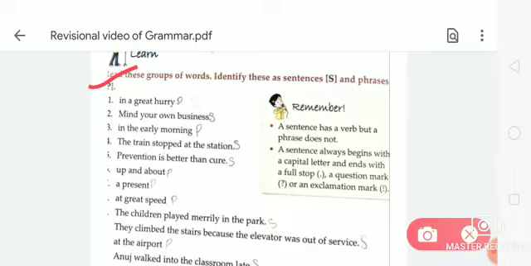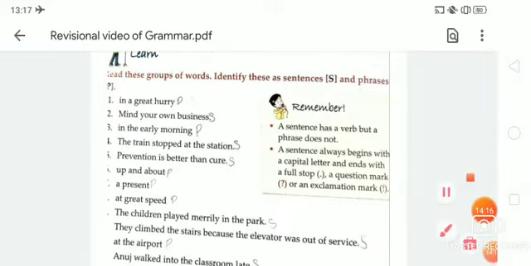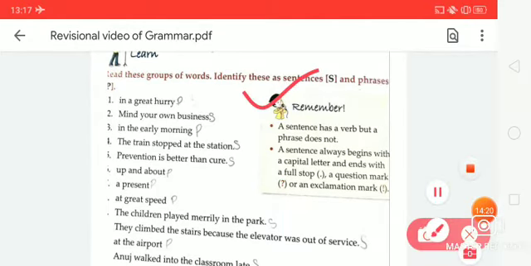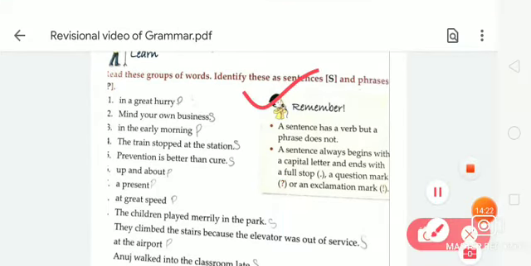The first one is: read this group of words and identify these as sentences or phrases. You will write S for the sentences and P for the phrases. So you must identify these given groups of words. Here are some notes for you. You must check: a sentence has a verb but a phrase does not.